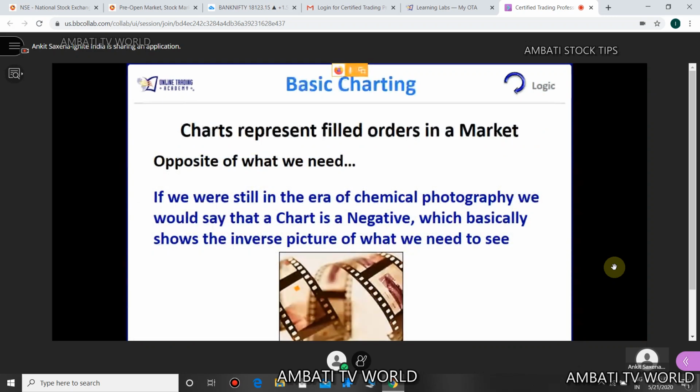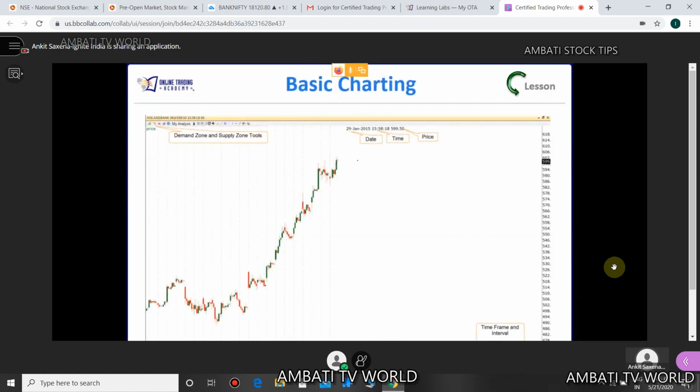Charts represent filled orders in a market, which is the opposite of what we need. It's like a negative. When we click a picture, the inverse picture is printed on the negative, and when we develop it on paper, the actual picture is seen. The actual picture is hidden somewhere in that negative, and when we develop it, we get the actual picture.